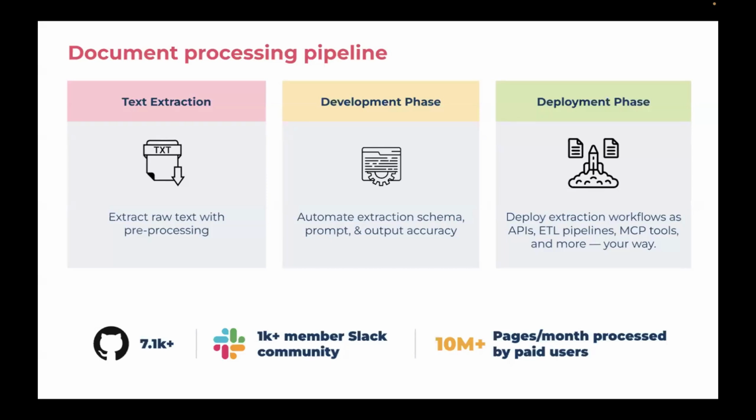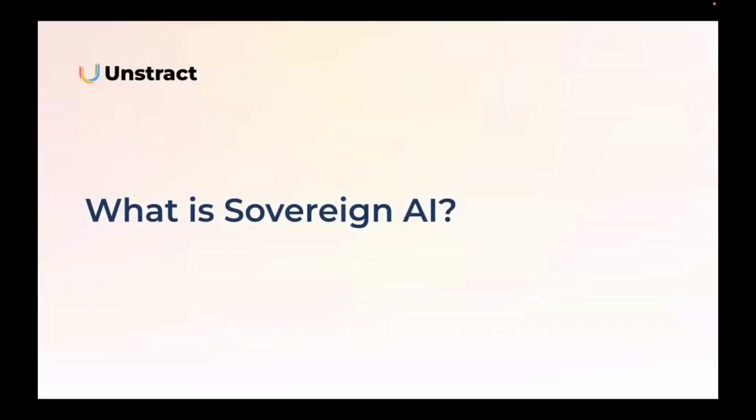If I had to throw some numbers on where the platform stands today, we currently have 7.1K plus stars on GitHub, a 1,000 plus member Slack community, and we're processing 10 million plus pages per month by paid users alone. With that brief introduction, let me hand over the session to Shuveb, and he'll take us through what sovereign AI is all about. And in the demo segment, you'll also get to see Unstract hands-on and how it actually works in real time. So Shuveb, please take over.